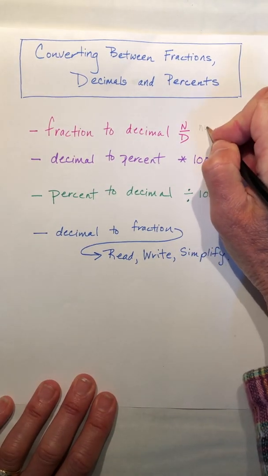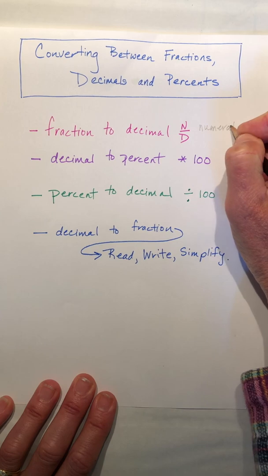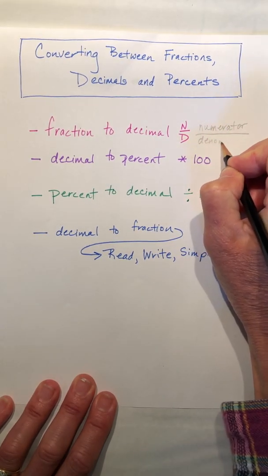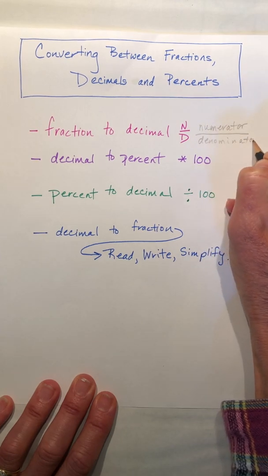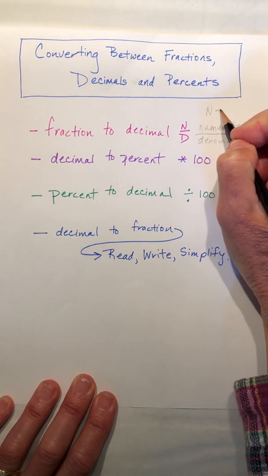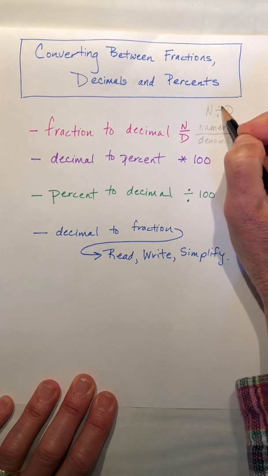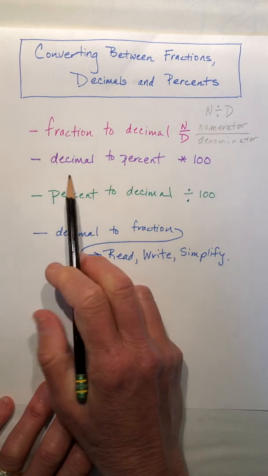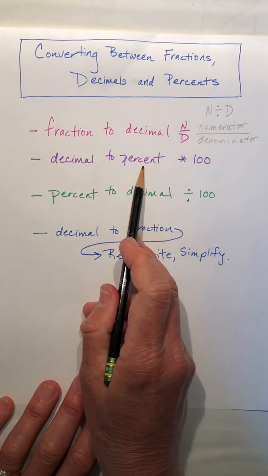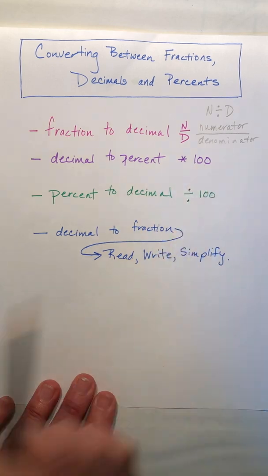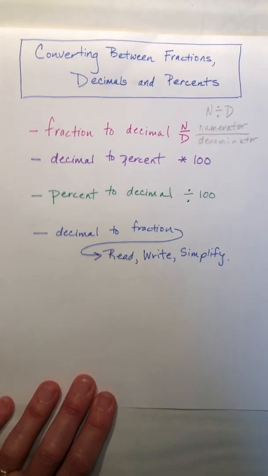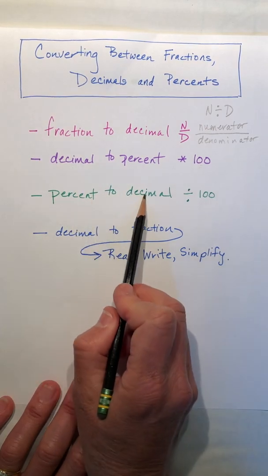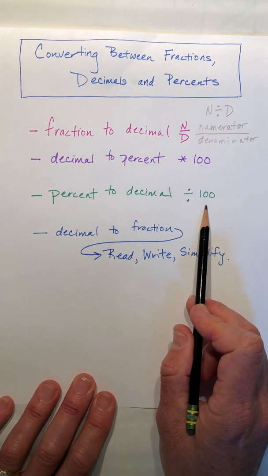If you want to write out the words, it looks like this. Numerator divided by denominator. You also could write it like this. Numerator divided by denominator. All good stuff. Okay, if we want to change a decimal to a percent, you can just multiply the decimal by 100 and voila, it's instantly the percent. And if you want to go back from a percent to a decimal, you just divide by 100.